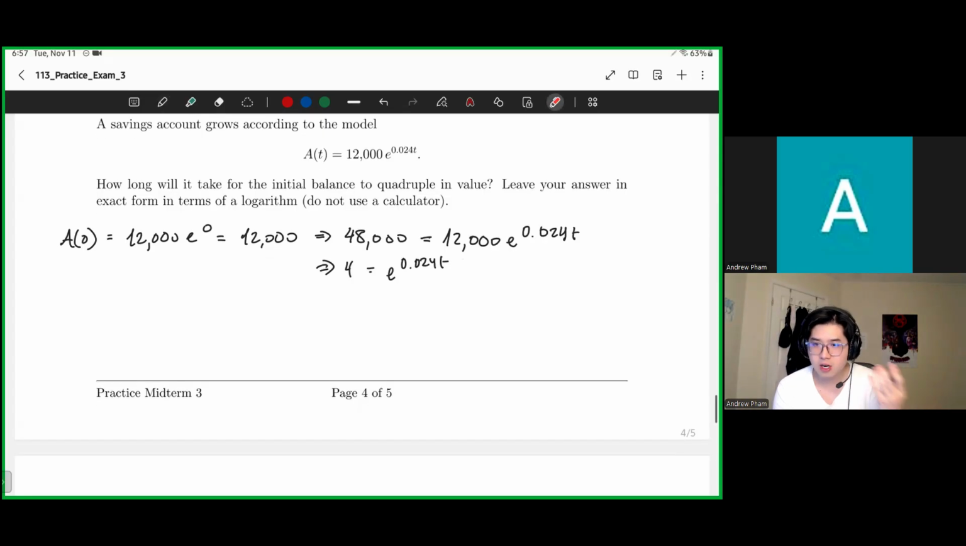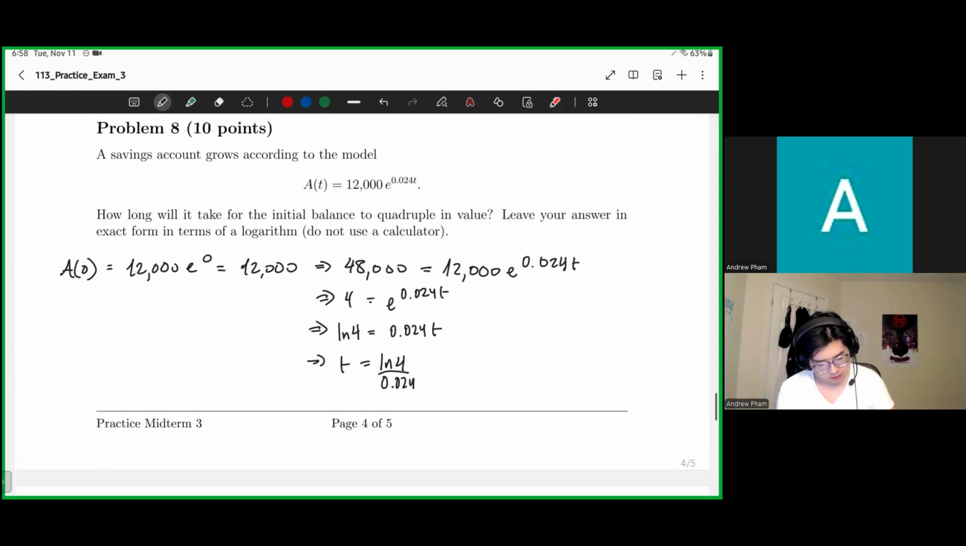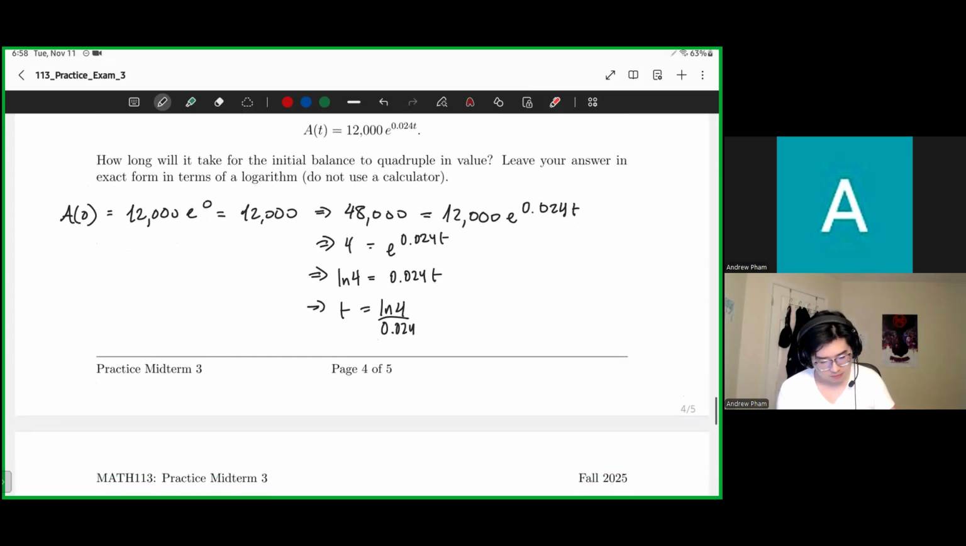And now, in order to recover that t, to drop it from the exponent, you have to take the natural logarithm of both sides, right? Remember, natural logarithm is log base e. So the log base e and the e cancel, leaving you with ln 4 is equal to 0.024t. So dividing by 0.024, you get that t is equal to ln 4 over 0.024. There are no units here, so you don't have to worry about units. You can just box this answer, like so.